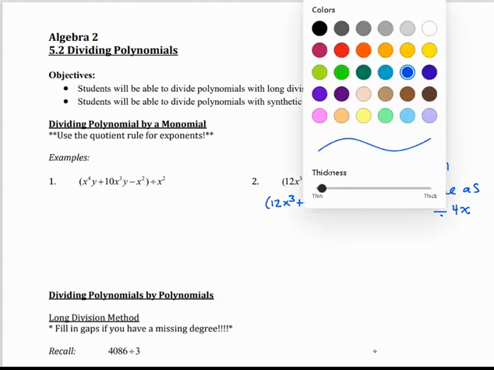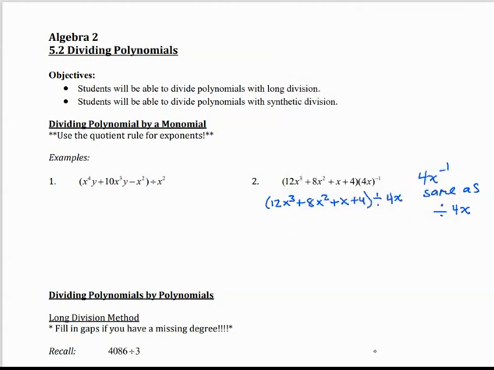So what I'm going to do is literally divide every single term by 4x. And I'll use the quotient rule to get my different results. So 12 divided by 4 is 3. X cubed divided by x, we subtract those exponents, so that gives me x squared. Then we have 8 divided by 4 is 2. Again, subtract the exponents. A 2 and a 1 just makes x to the first power.